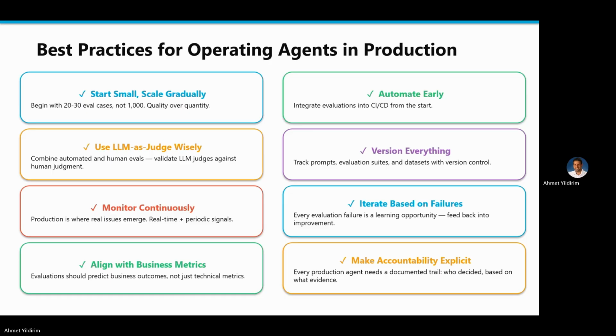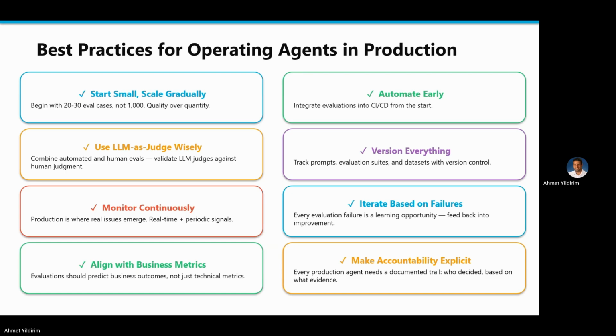Next one is align with business metrics. This is the one teams miss most. Your evaluation should predict business outcomes, resolution rate, customer satisfaction, and deflection, not just technical metrics like token counts or scores. If your evals improve but the business doesn't, then we are not measuring the right thing. So it should always align with the business metrics against which that agent is built.